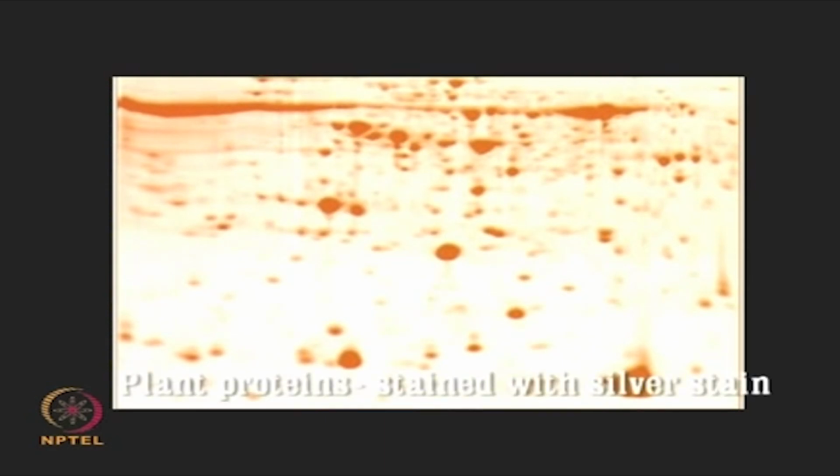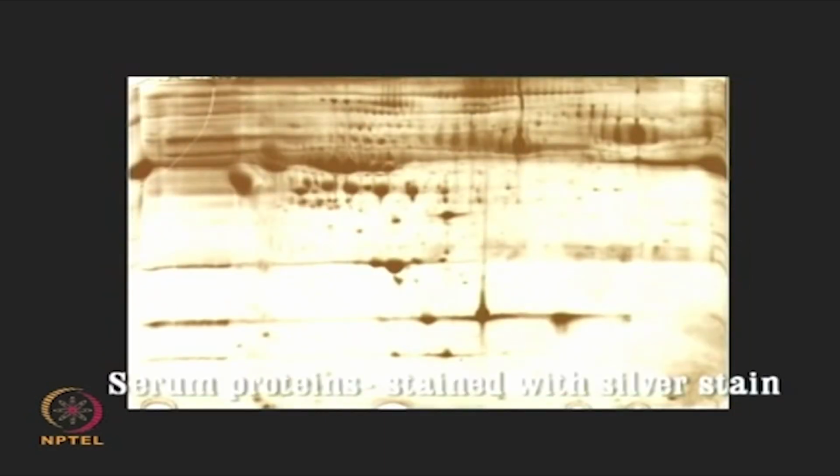Here, we show gels containing separated proteins from serum, bacteria and plant samples that have been stained with Coomassie blue dye, as well as a plant protein sample that has been stained with silver dye.